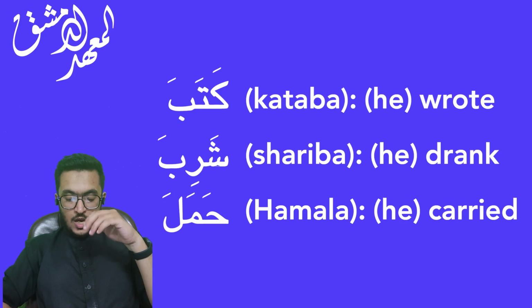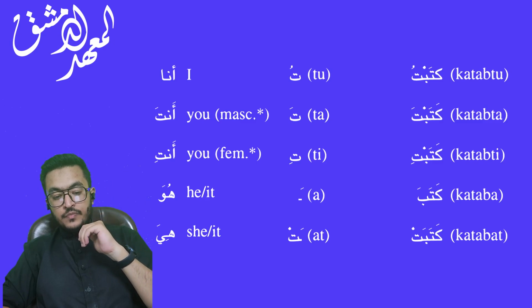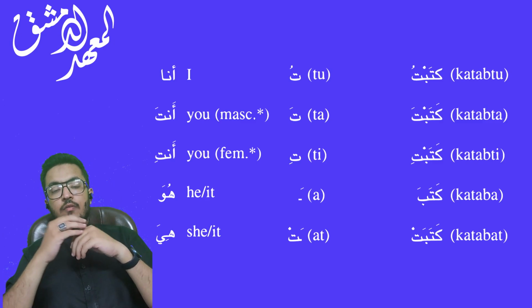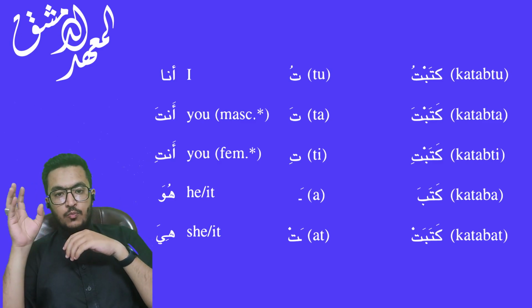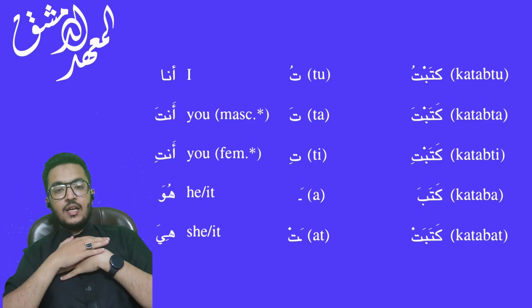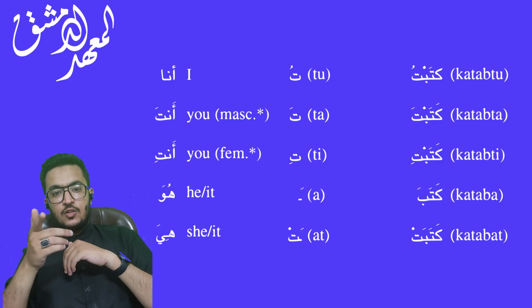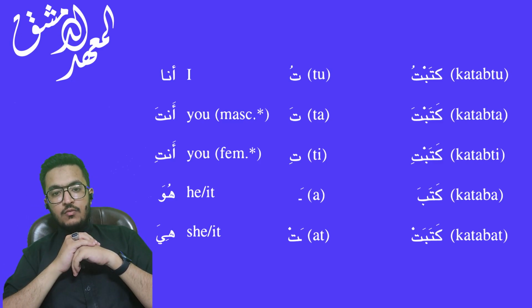So now we'll be moving forward towards the table to give you a more proper understanding of what I mean. For example, I have to say I wrote. We have the pronouns at one end, and then we have the ending, and then we have the example. For example, ana means I. So for I wrote, we add a tu at the end, and it becomes katabtu. Anta means you, so we'll have an ending of ta, katabta, you wrote, for masculine. For feminine, we have anti. So we'll say ti at the end, katabti, you wrote.